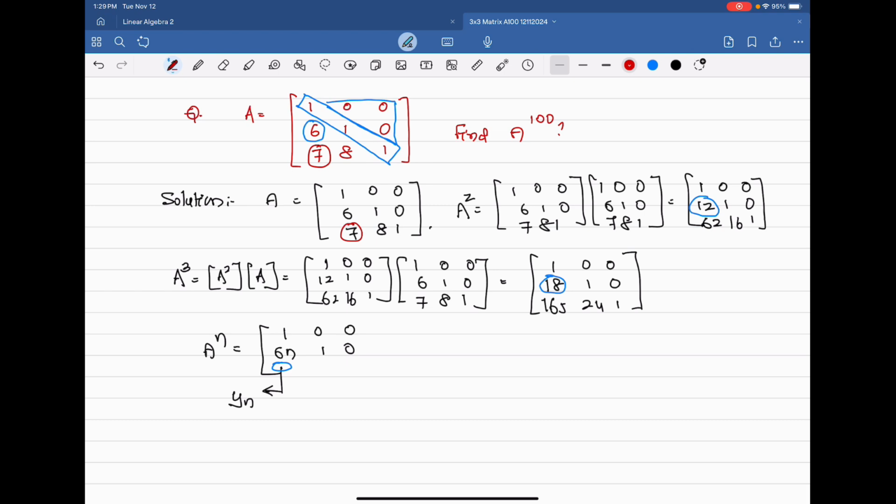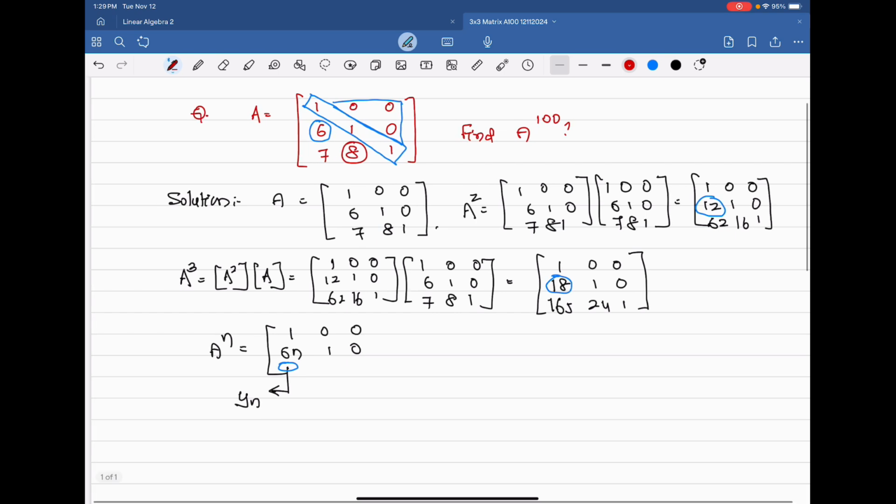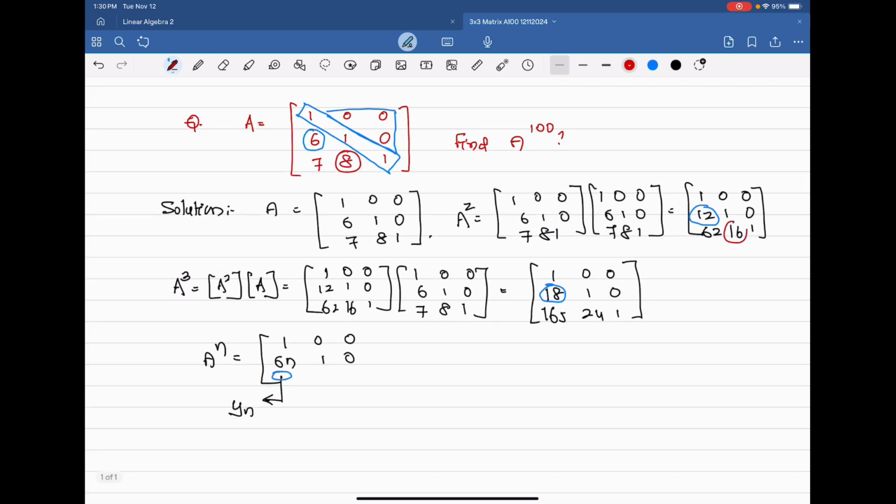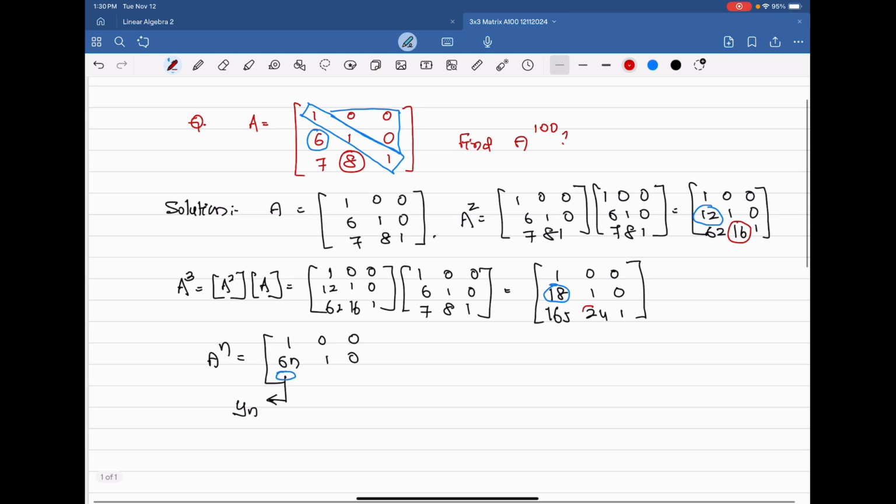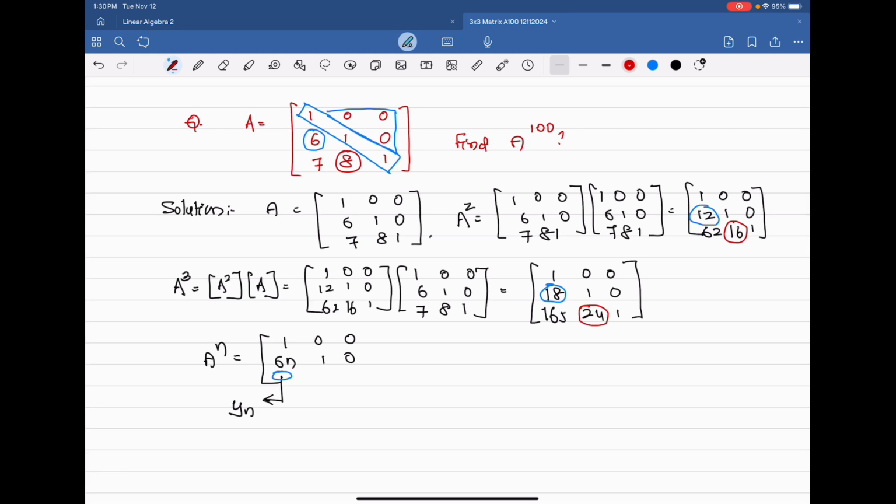Not 7, sorry. It is 8 in the original matrix. For A square, it is 16. For A cube, it is 24. That means, can I write it as 8n here? Instead of, for A to the power of n, it can be 8n.